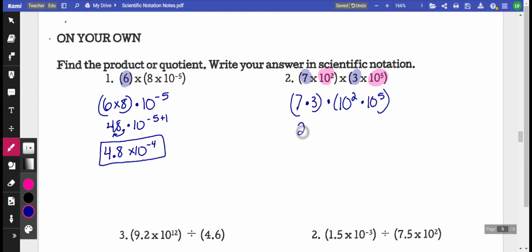So 7 times 3 is 21. Times 10 to the 2nd plus 5. Because I'm multiplying my bases, I want to add my exponents, so that becomes 10 to the 7th. And I bring the number 21 down. Now, hopefully you're seeing, oh, this is not done. It's not in scientific notation because 21 is not between 1 and 10. So I take my decimal and move it to the left once. Because I'm making my factor smaller, my exponent needs to get bigger by 1. 2 and 1/10 times 10 to the 8th power.